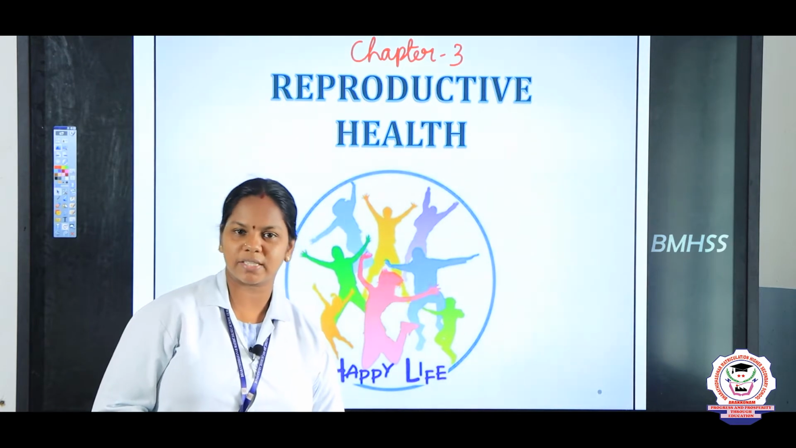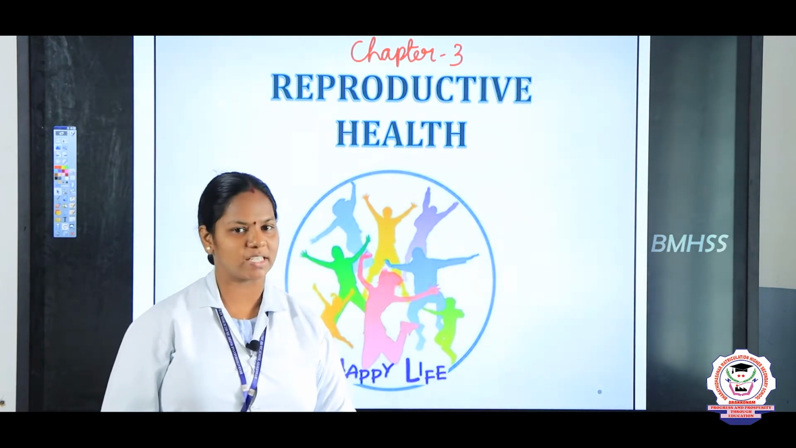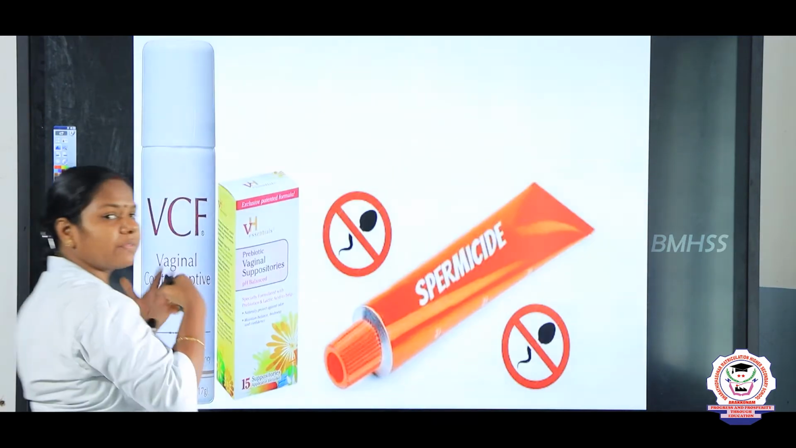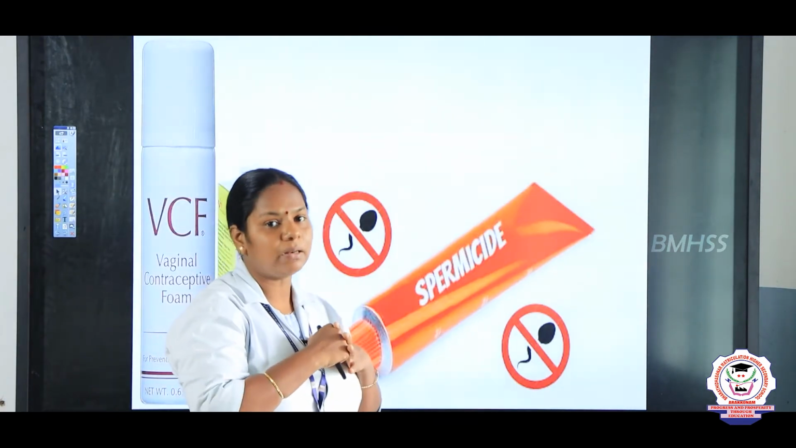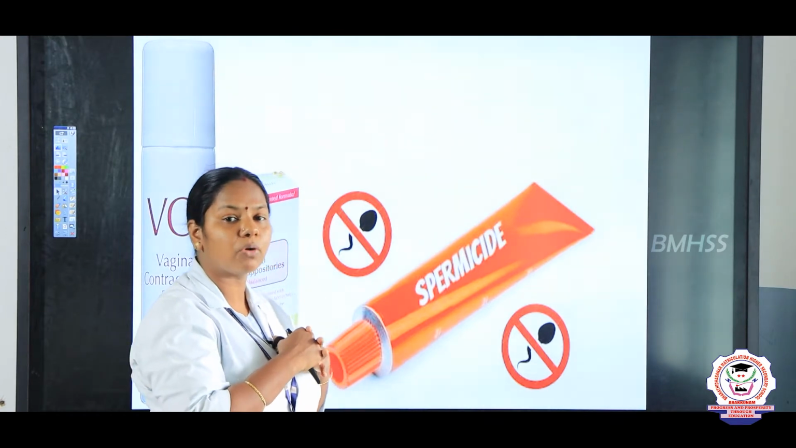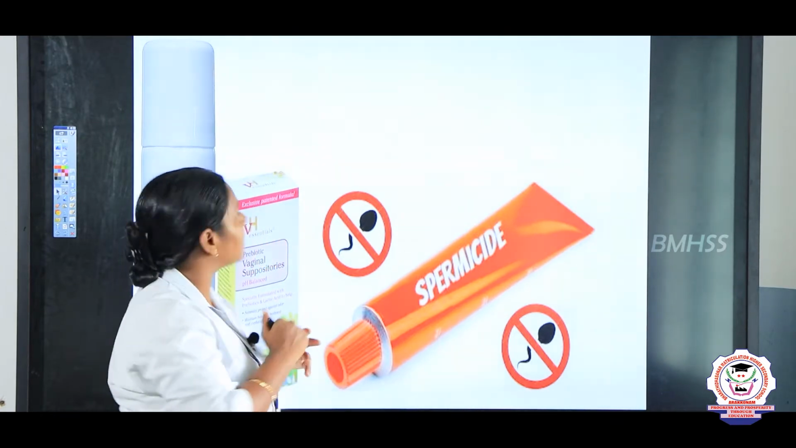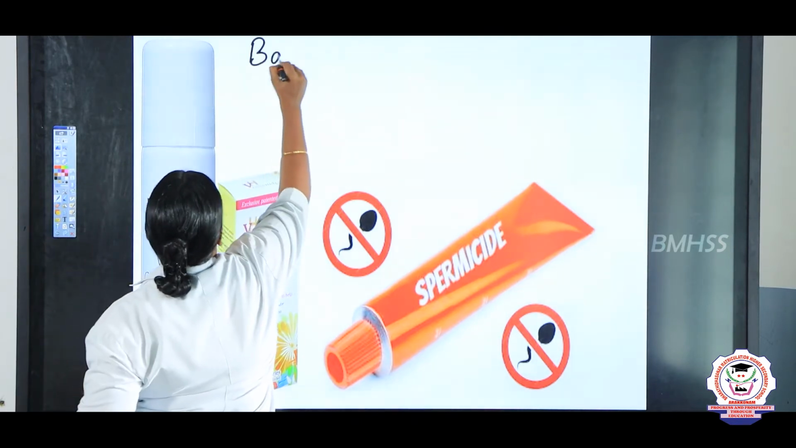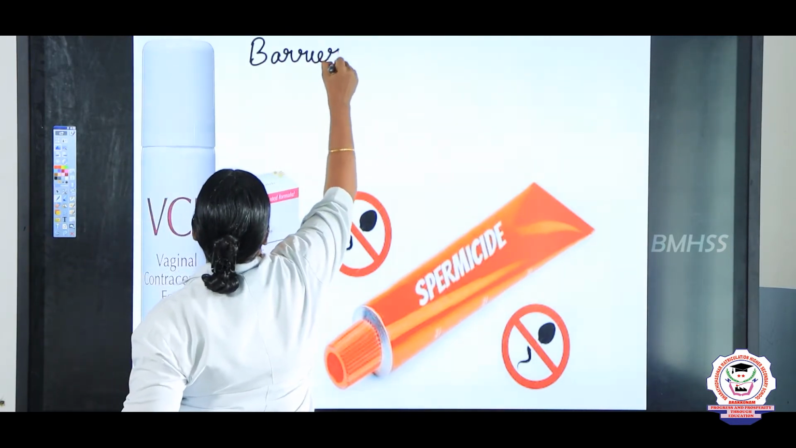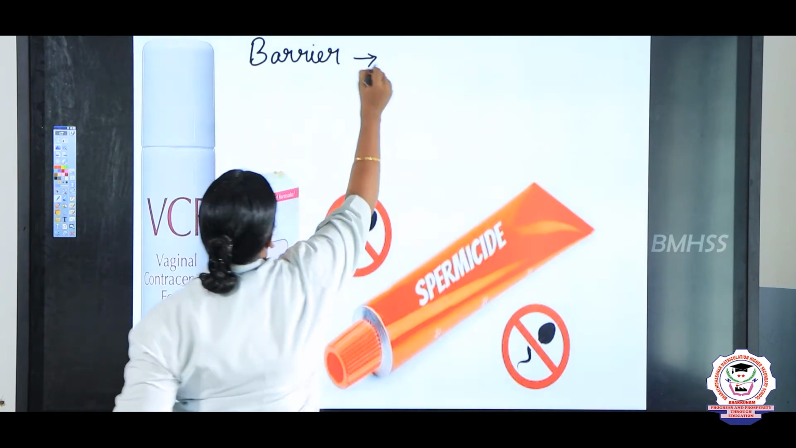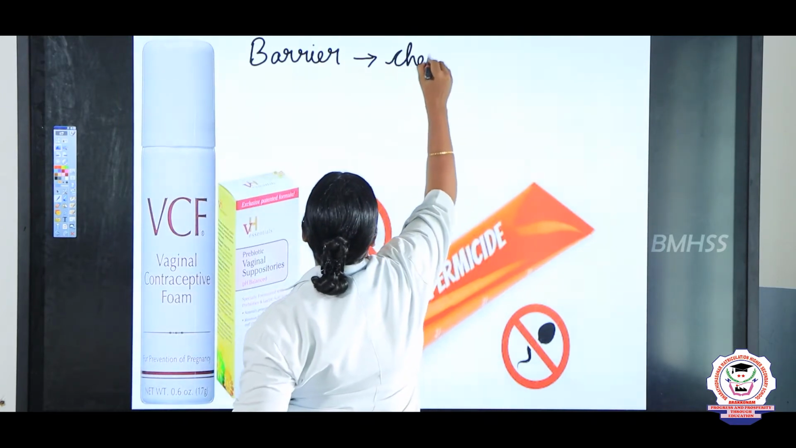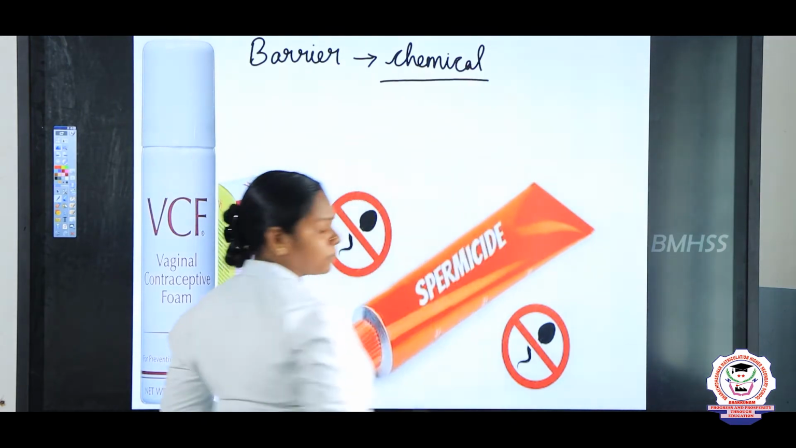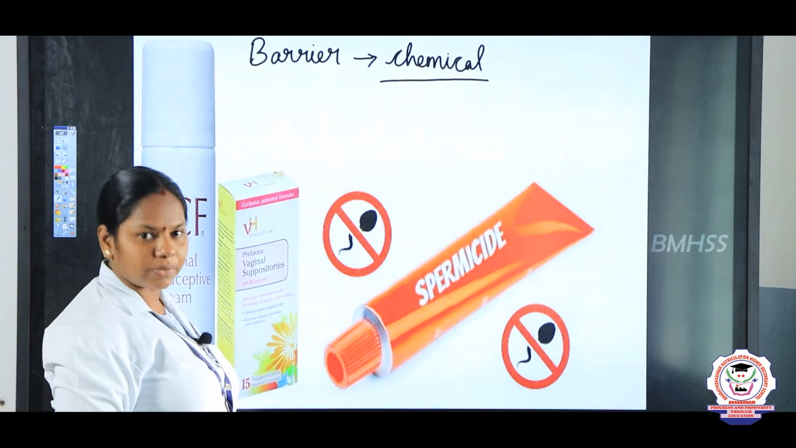Children, today we are going to see 12th standard zoology, the third chapter, reproductive health. So far we discussed the natural methods, and now we are going to discuss the barrier methods. Barrier means what? Preventing, right? In the barrier method, first we discuss the chemical barrier. Some chemicals can be used in the reproductive tract to avoid fertilization.